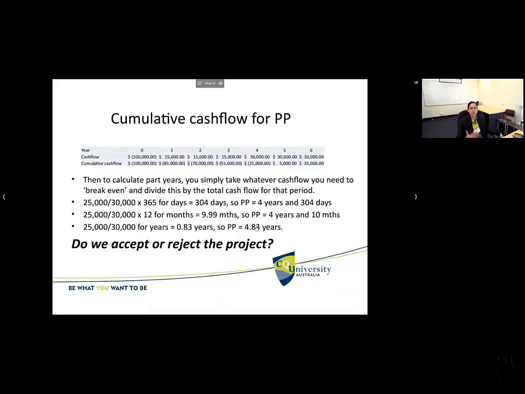All right, so whether you accept or reject the project, the decision criterion depends on what your company's acceptable payback period criteria is. Okay, so like I said, if it was 5 years, you would accept it. If it was 3 years, you wouldn't accept it. Okay, so that's payback period.